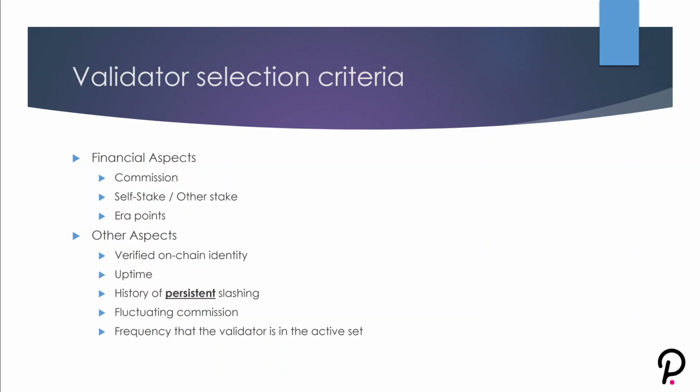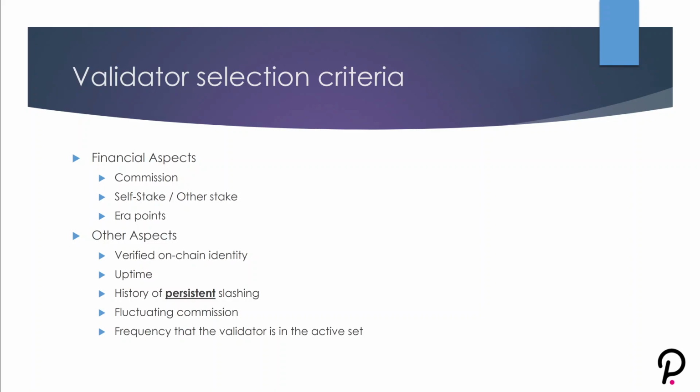What's the commission? What's the self-stake and the other stake? So the self-stake is the validator's commitment. This is his own money and it is at risk in case it gets slashed. If you find it's high, it's generally good, because that means that he's committed and he is in the game with you.